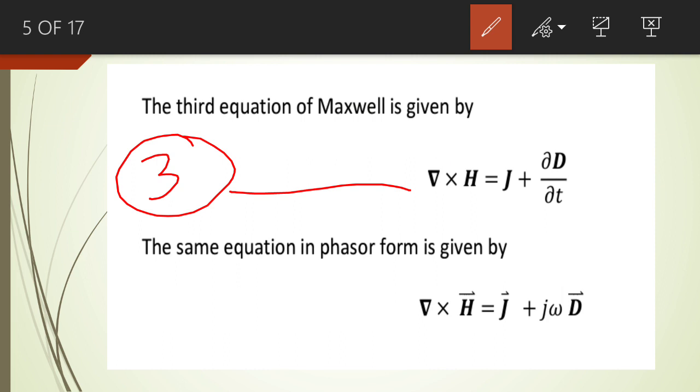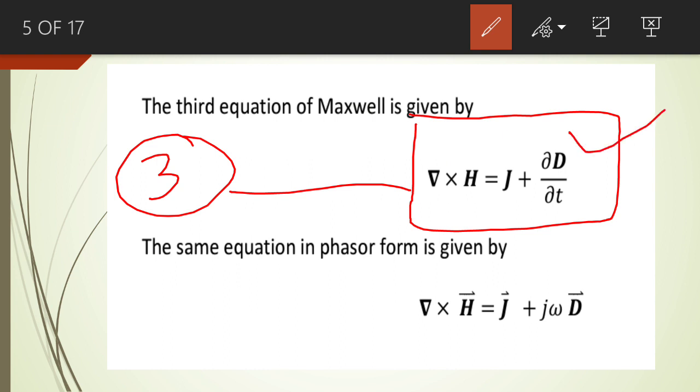The curl of the magnetic field intensity is equal to J. We know that J represents the conduction current density plus ∂D/∂t, and ∂D/∂t is known as displacement current density. So we want to convert the instantaneous form of this equation into phasor form.